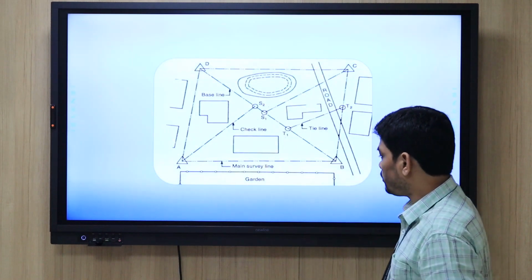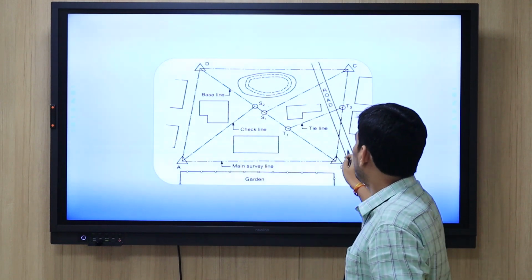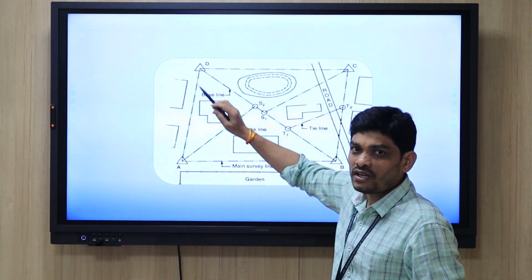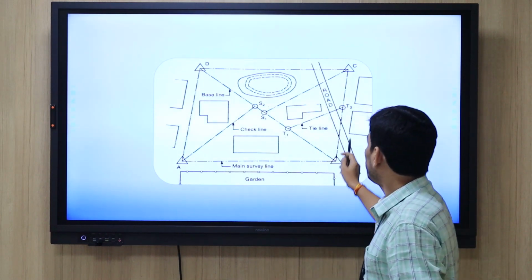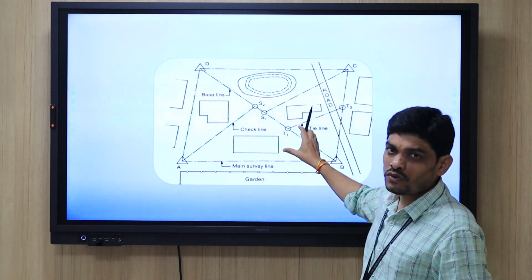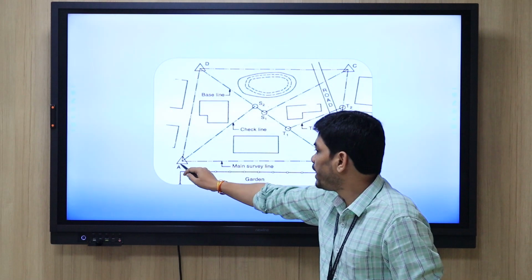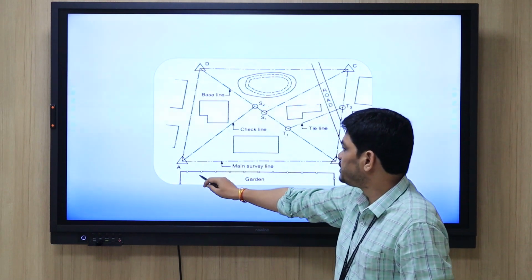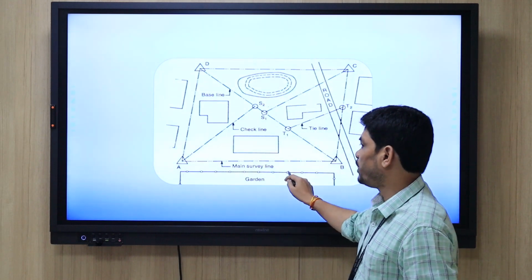So here, for the particular reason, all the area, whatever we want to cover, that corner areas are there. These triangles, if you observe, this triangle, this triangle, this triangle. Between these four points only we need to measure the area. So these triangle stations are known as main stations. The line between these triangle stations is nothing but the main survey line.